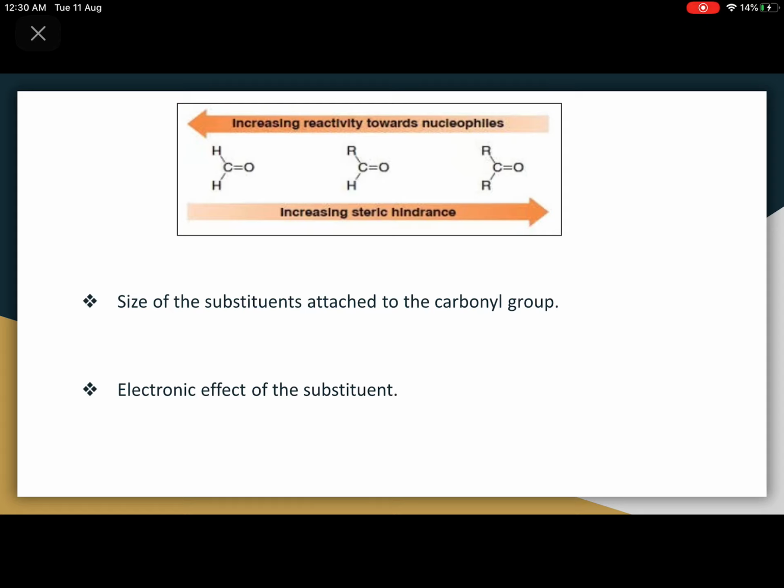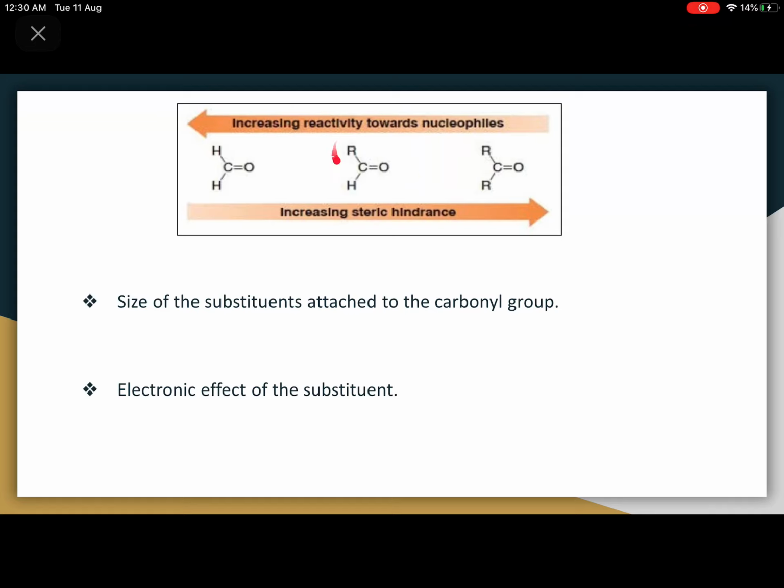Now see the size of the substituent attached to the carbonyl group. This shows increasing steric hindrance and decreasing reactivity towards nucleophiles. In the first structure there are 2 hydrogen atoms attached to the carbonyl group, right? So this has the highest reactivity towards nucleophiles, because this carbon atom is more electron deficient, which can easily undergo nucleophilic addition.